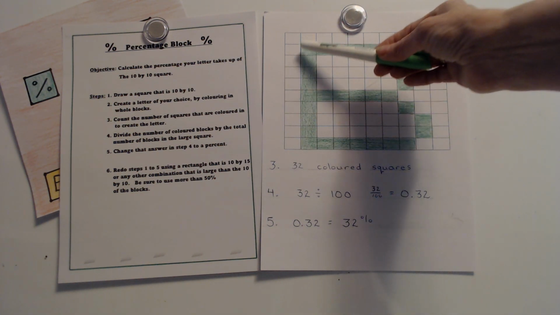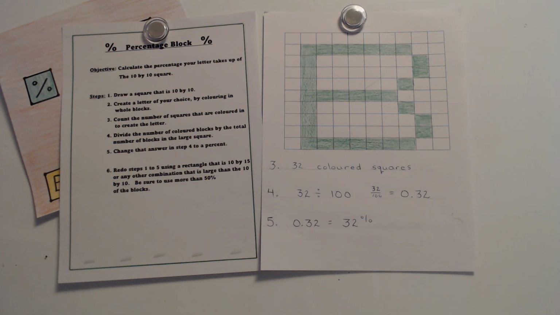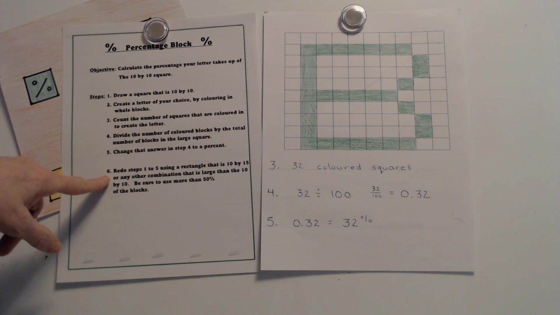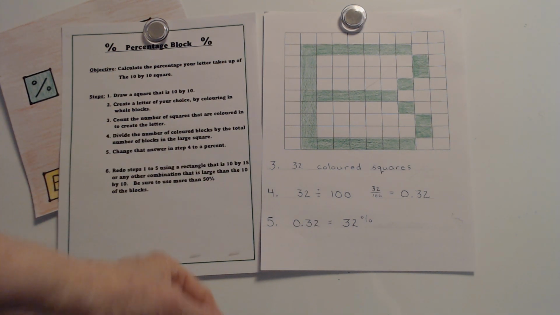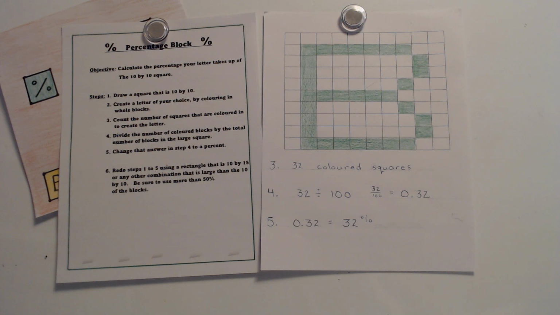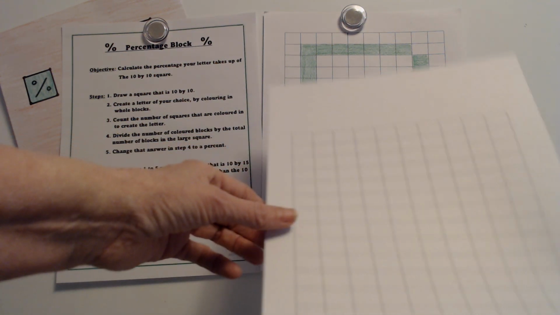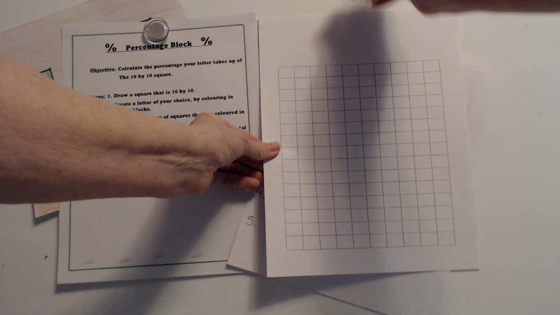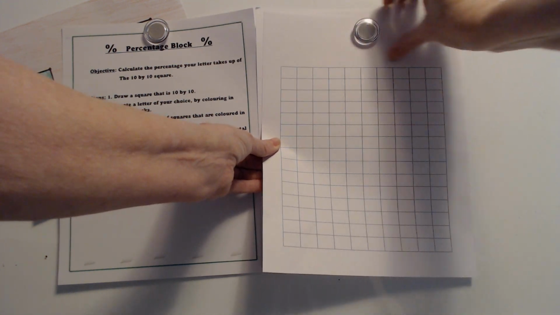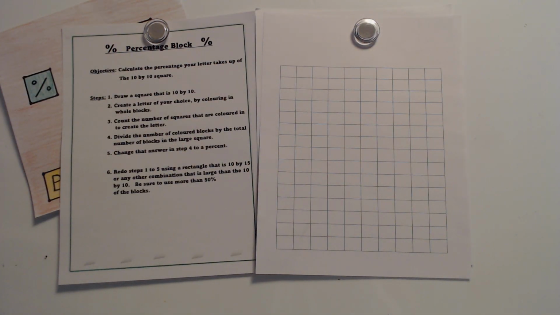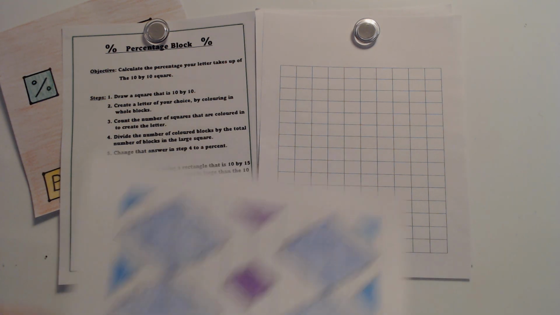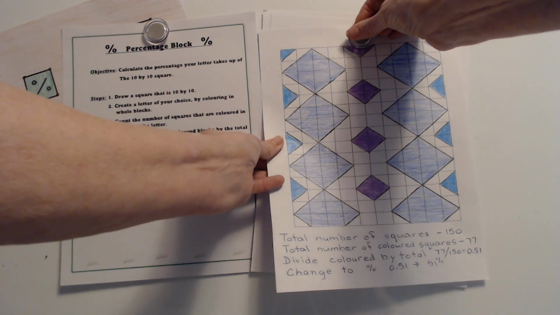So that would be the first part. On this first one, we are coloring in whole blocks because it's an introductory activity. Then, number 6, repeat steps 1 to 5 using a rectangle that is 10 by 15. You can change this combination. I just said, let's use a 10 by 15. There's your 10 by 15, and you're going to repeat it. This time, though, they can take out the artsy, creative part of themselves and create a design.